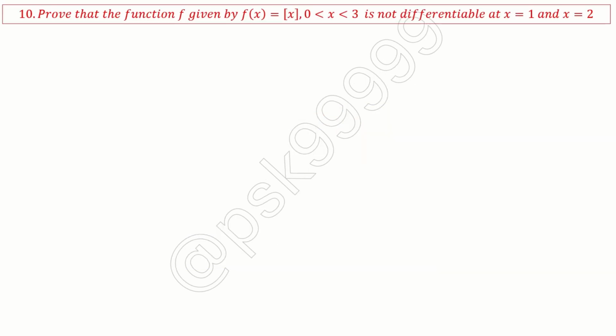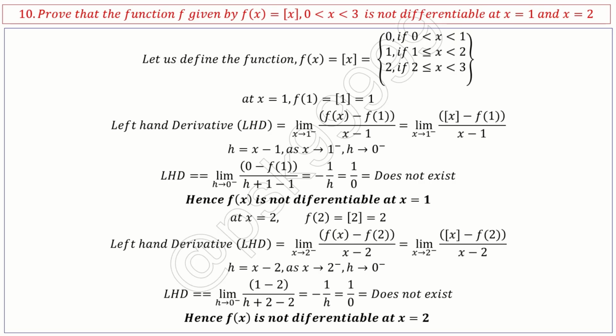Next. Prove that the function f of x equal to step of x, where x is between 0 and 3, is not differentiable at x equal to 1 and 2. Clearly this is a step function, it is not even continuous at integral values. We have to just prove that it is not differentiable. Between 0 and 3 there are two integer values, which are 1 and 2. So he is asking us to check both at x equal to 1 and x equal to 2. Definitely they are not differentiable, we know it, right.